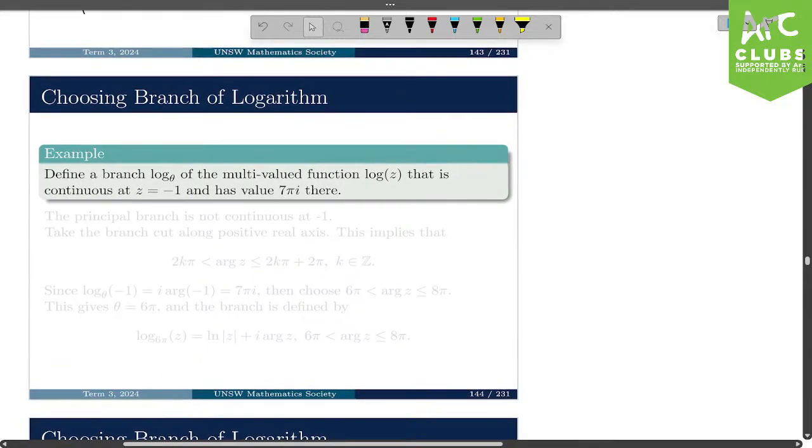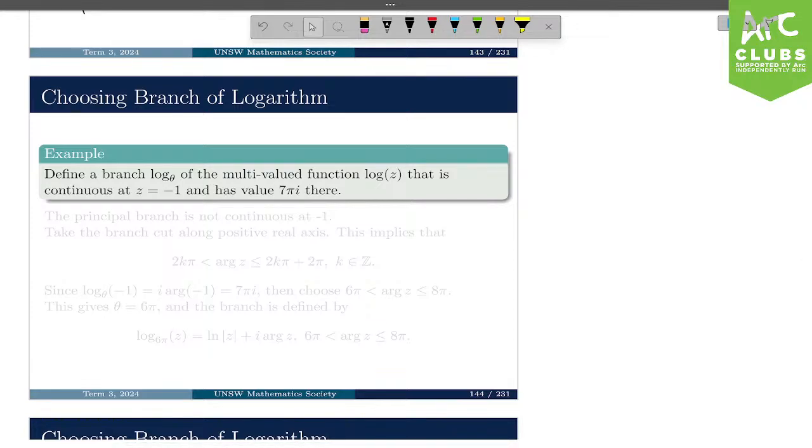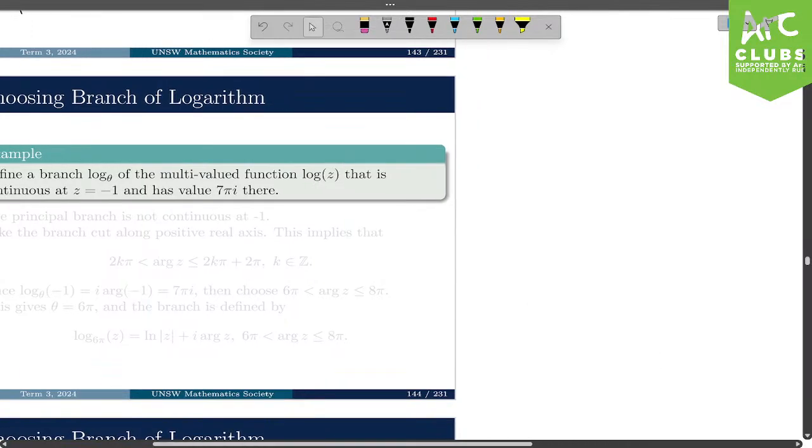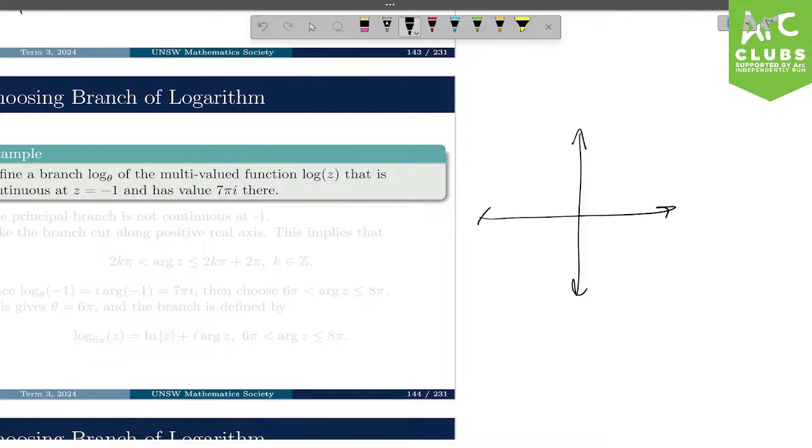All right, moving forwards. Choosing branch cut, here we have an example question. We're going to find whatever branch cut we can use such that the imaginary component is valued at 7 pi i when we take the logarithm of z equals minus 1. And really, all that means is when we draw the Argand diagram, I'm taking minus 1, which will just be over here. And when I measure that, I want to go around 4 times. Right?